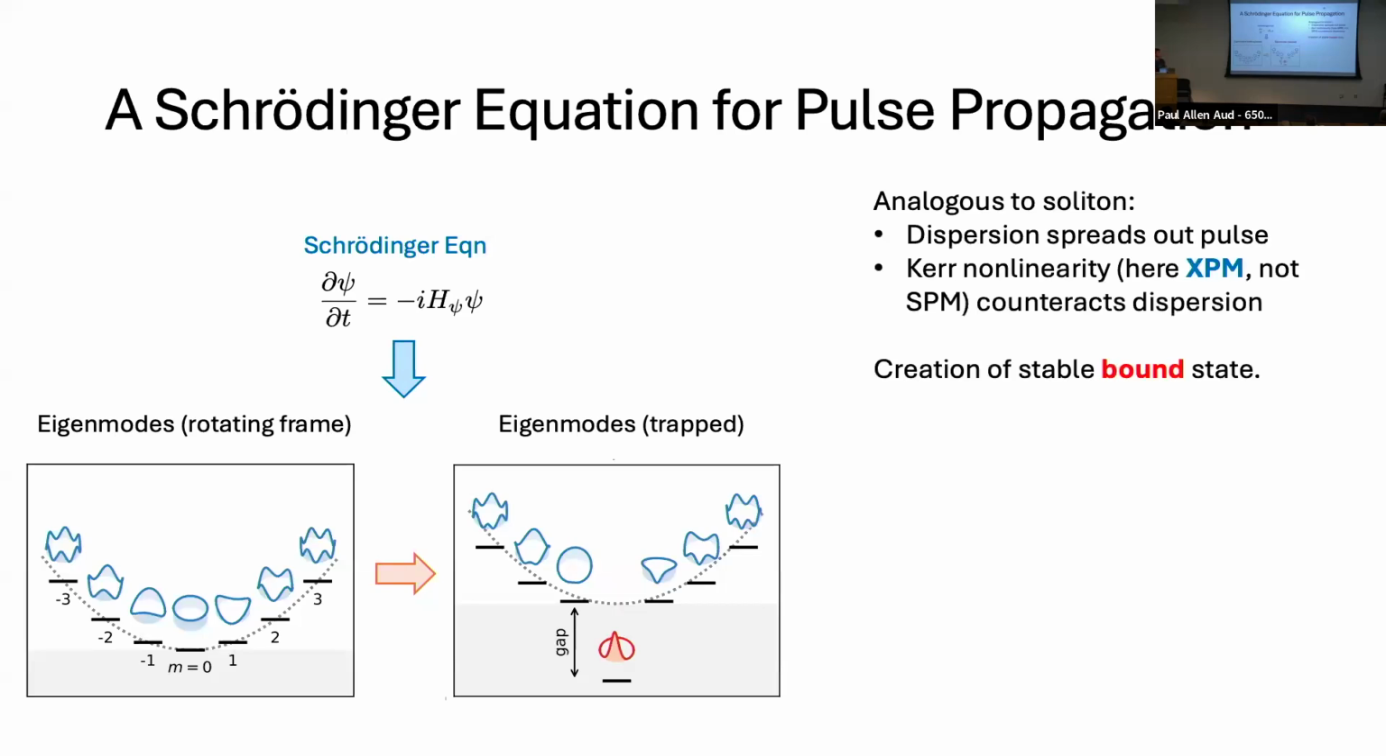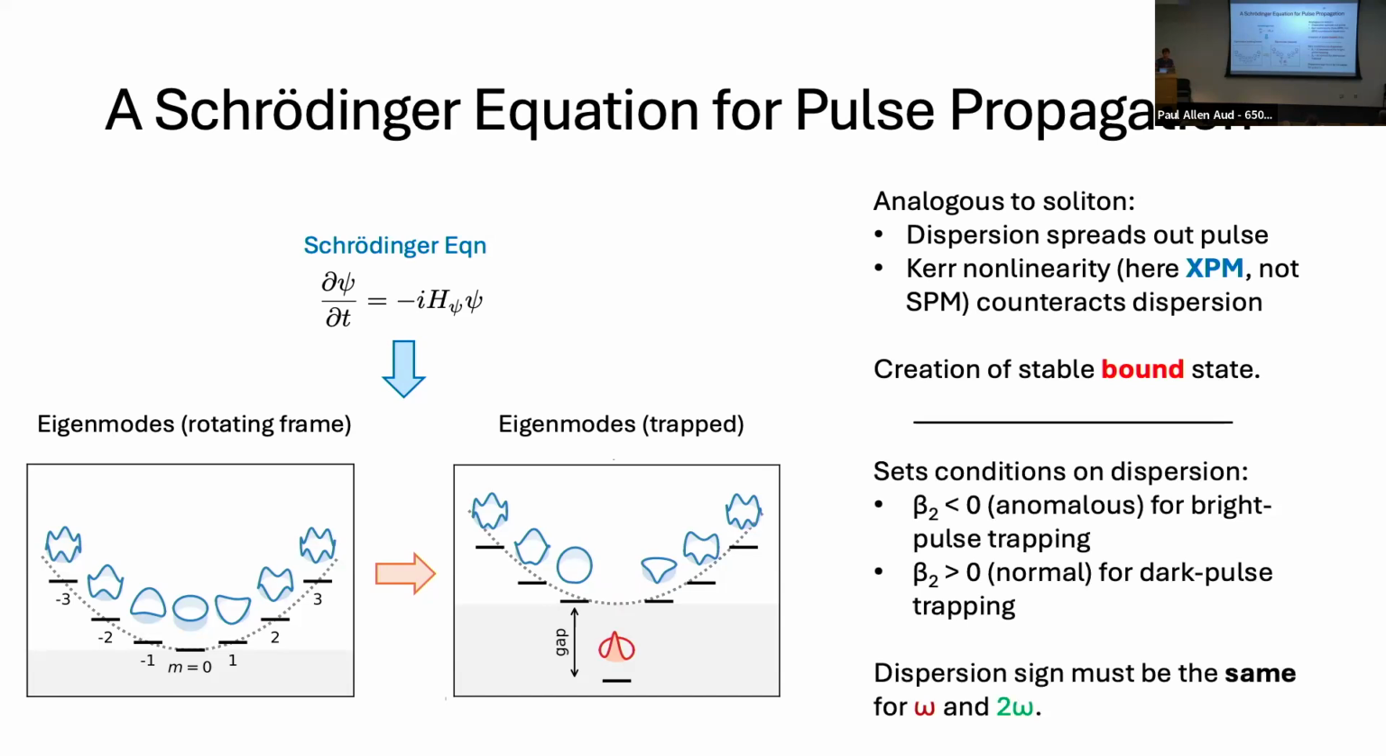And this you can also see through an analogy to a soliton. Dispersion is spreading out a pulse in a soliton, and Kerr nonlinearity, self-phase modulation, usually stabilizes the shape of that soliton if your dispersion is anomalous. But in this case, we're using the cross-phase modulation from the trap rather than self-phase modulation from our signal, which only has 1 or 2 photons. And that's creating this stable bound state. And then this also sets conditions for your dispersion. So if you're trapping with a bright pulse, you need anomalous. And if you're trapping with a dark pulse, you need normal.